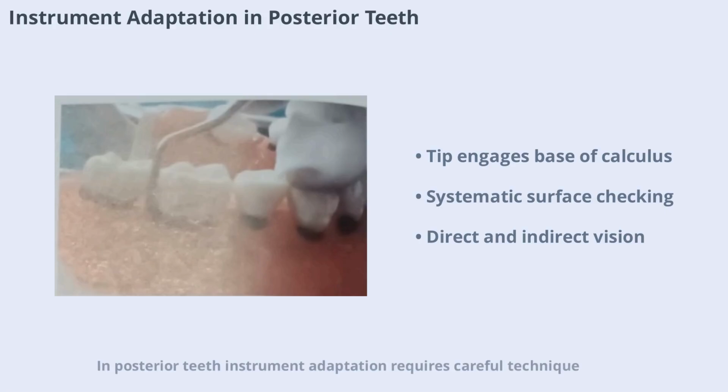In posterior teeth, instrument adaptation requires careful technique. The tip should engage the base of calculus below the undercut for a firm grip before performing the scaling stroke. Scaling is never complete until all surfaces, mesial, distal, buccal, palatal, or lingual, are checked systematically through direct and indirect vision for any remnants of calculus.